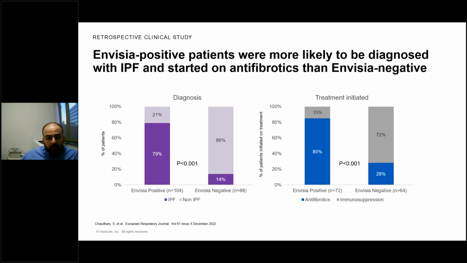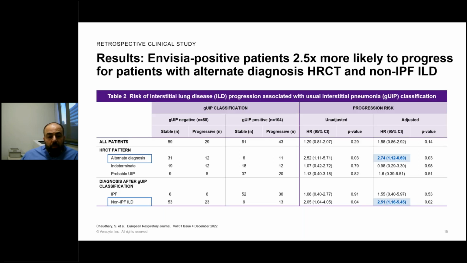And what did they find out? That more patients with Envisia positive eventually had an IPF diagnosis, and more patients who were Envisia positive were on antifibrotics as compared to immunosuppression. Although overall progression between genomic classifier positive and negative patients was not statistically significant, on sub-analysis they found that in patients with an alternate diagnosis on HRCT and in patients with a non-IPF ILD diagnosis, there was a statistically significant risk of progression in those who were genomic classifier positive as compared to negative.